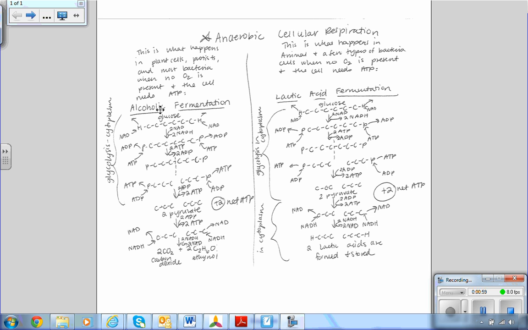So alcoholic fermentation occurs in plant cells.